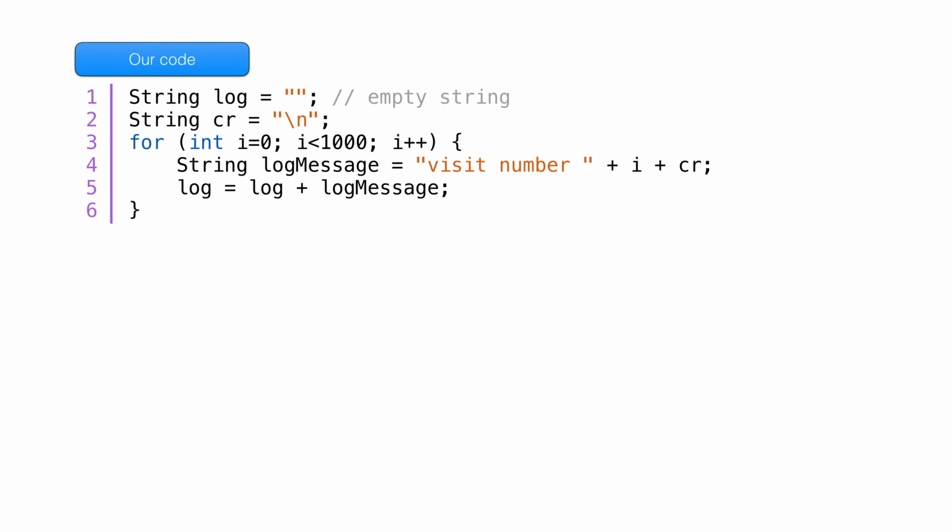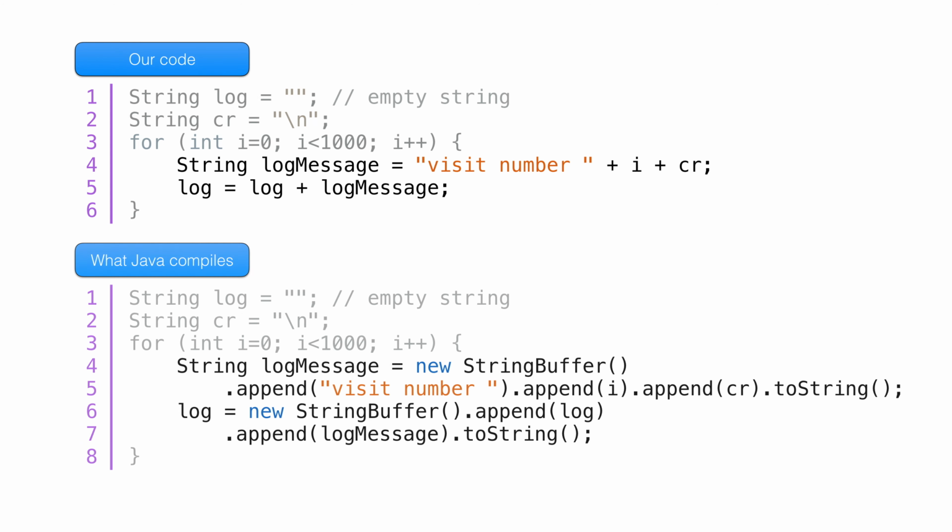But of course, it's not that simple. Let's go back to our logging example to see what's happening here. If we use simple string concatenation, this is what Java's changing it to. So we're creating string builders in every loop. That's thousands of string builders and strings. It's not helping us since we still create the log string over and over again.